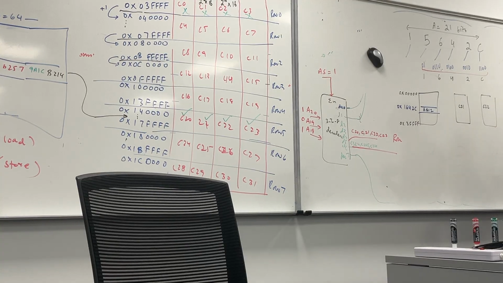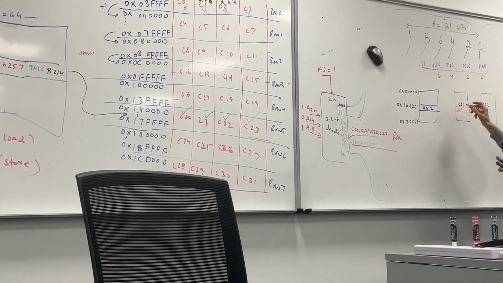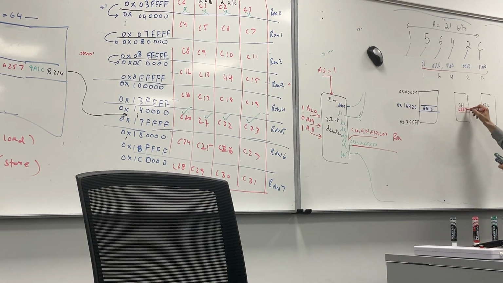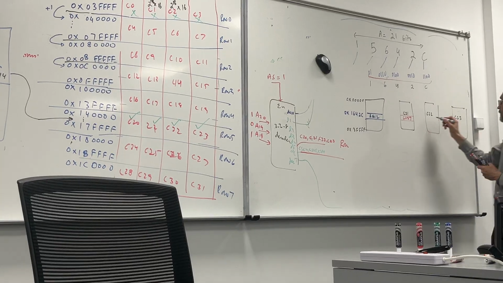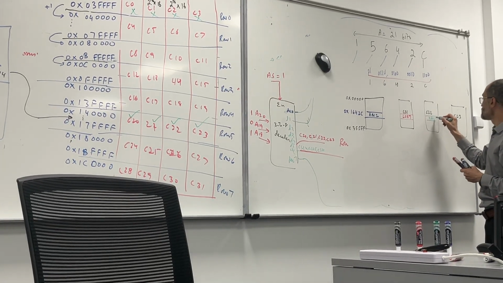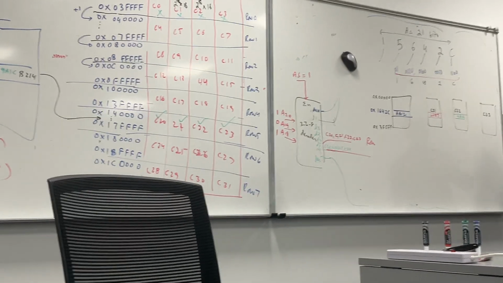The second chip will store what? The same location. 6257. The third chip will store what? 9A1C. And the last chip will store what? D214.